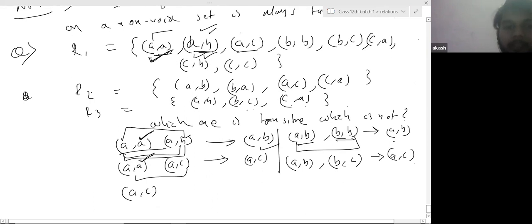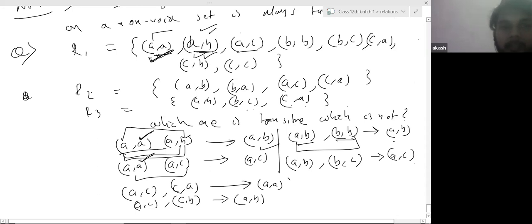So A comma C is there and C comma A is there. So A comma A must be there, and A comma A is there, right? All right. Now A comma C is there and C comma B is there. So A comma B must be there. A comma B is there. A comma C is there, C comma C is there, so A comma C must be there. This is also right.